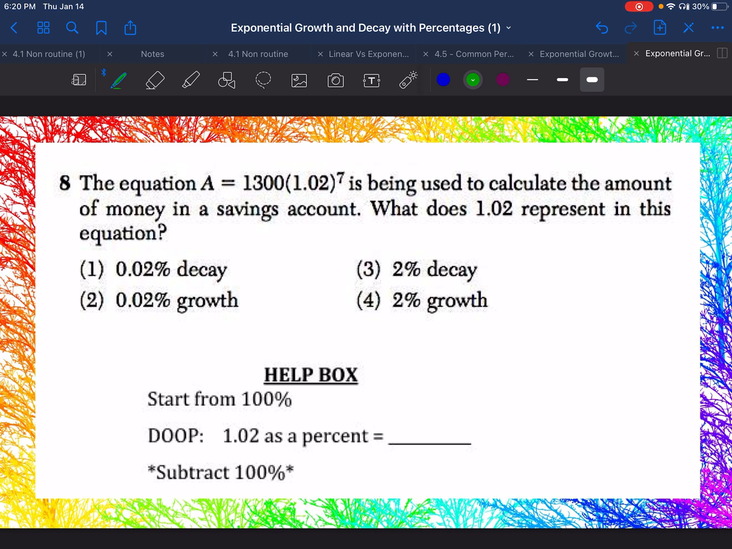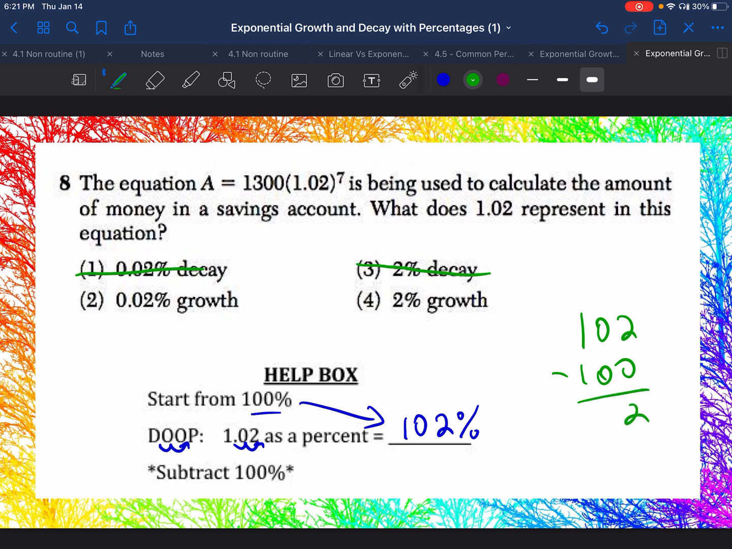So looking at the help box, I know I need to calculate what 1.02 would be as a percent. I'm starting as a decimal. I go 2 places to the right. So that's going to be 102%. Starting from 100, to get from 100 to 102, I know that I have a growth or an increase. So that gets rid of choices 1 and 3. To get from 100 to 102, you can show the subtraction, and it changes by 2%. This here is just to trick you.